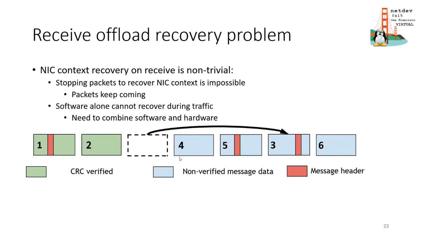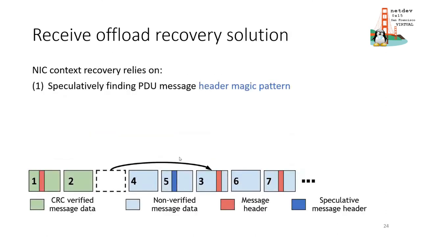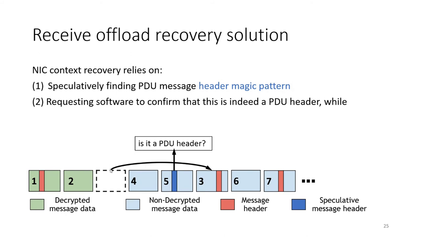For this, we combine software and hardware. Let's consider the example we had before, where packet 3 is reordered. The first thing we do is that the NIC hardware speculatively finds a PDU message header using some header magic pattern. There are many of these, and NVMe TCP also has such a pattern. Then when a magic pattern is found, say in TCP packet 5 here, the hardware asks software whether this was indeed a PDU header.